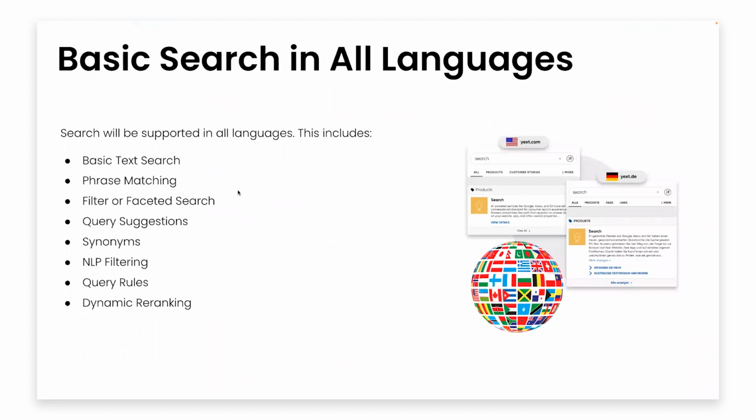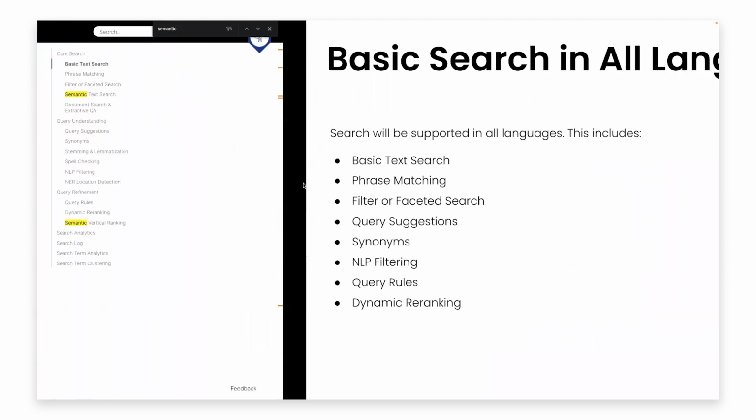As a side note, it is important to call out that if you want more advanced search features that require our pre-trained AI models, so things like semantic text search and extractive question answering, those are only available in certain international languages.